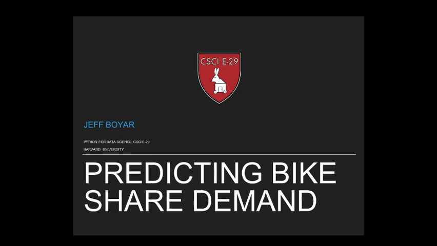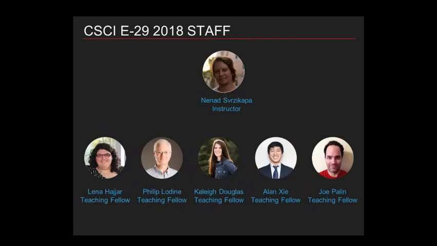This is my graduate project for Python for Data Science in the Harvard Extension School for E29, focusing on predicting bike share demand. This course was offered in spring 2018 with the following staff.